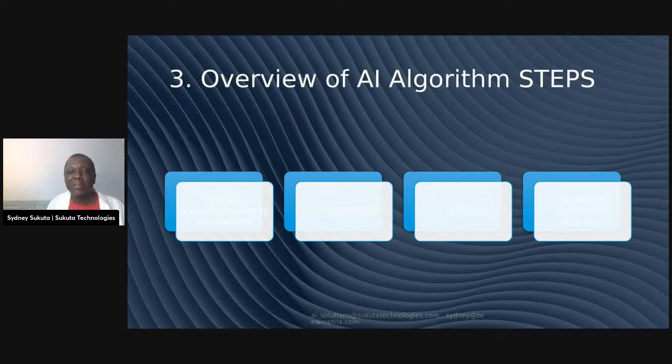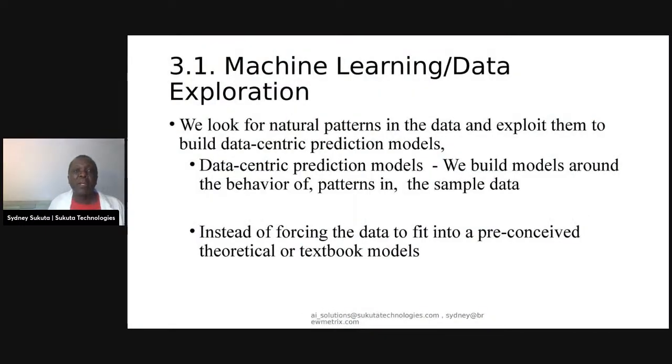So I'm going to summarize those steps. This is just an overview. Phase one, what they would call machine learning, I like to call data exploration. We look for natural patterns in the data and exploit them to build what I call data-centric prediction models. Why data-centric? Because we build models around the behavior or patterns in the sample data, as opposed to coming in with preconceived theoretical models, trying to fit the data into your models, you see.